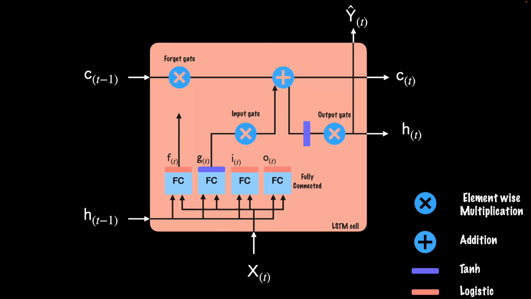The forget gate, controlled by f of t, controls which parts of the long-term state should be erased. And the input gate, controlled by i of t, controls which parts of g of t should be added to the long-term state. Finally, the output gate, controlled by o of t, controls which parts of the long-term state should be read and output at this time step to both h of t and y of t.